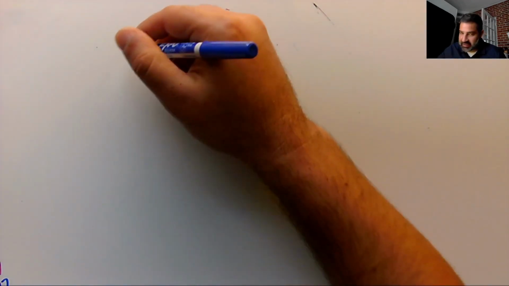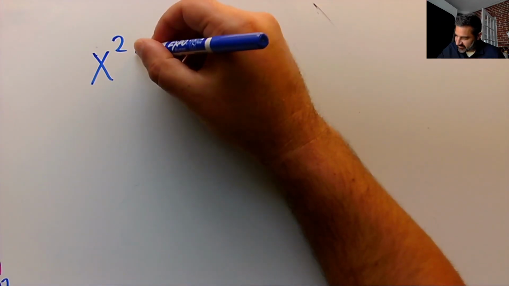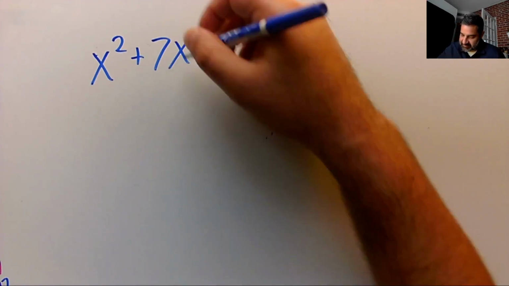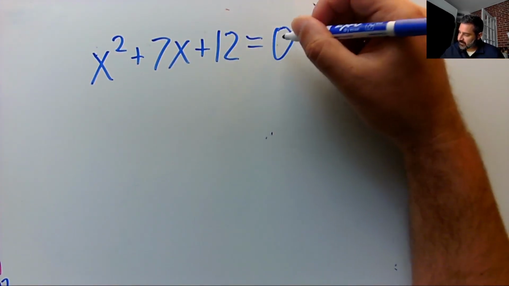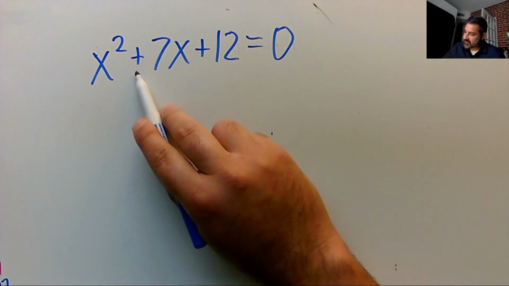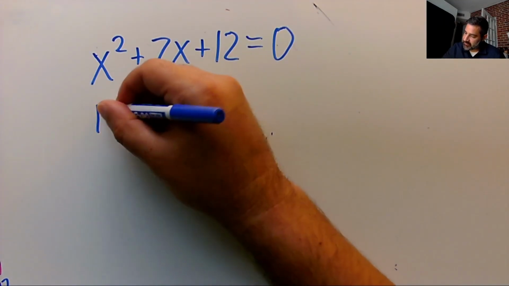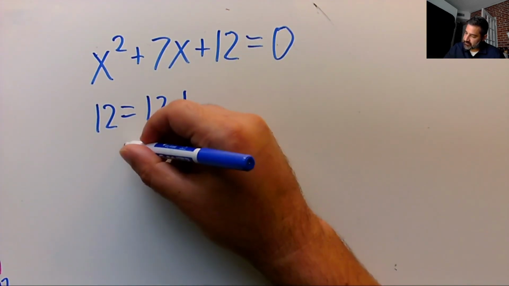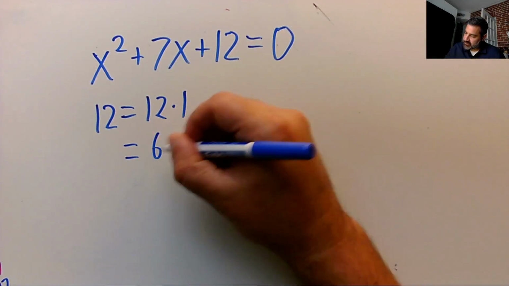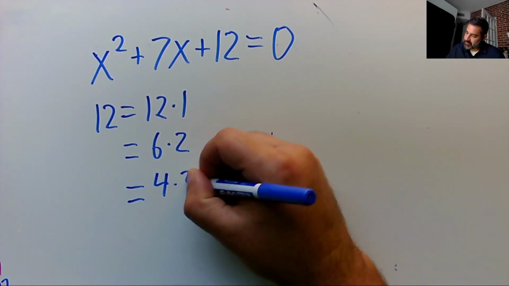Let's go a little bit more difficult. We're going to change our c value to a non-prime number, so that'll give us some choices. x squared plus 7x plus 12 equals 0. Since this is positive and this is positive, both numbers are going to be positive. We need two numbers that multiply to 12. So there's 12 and 1, there's 6 and 2, and there's 4 and 3.